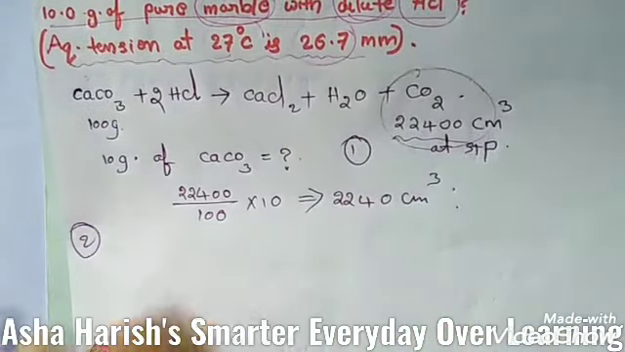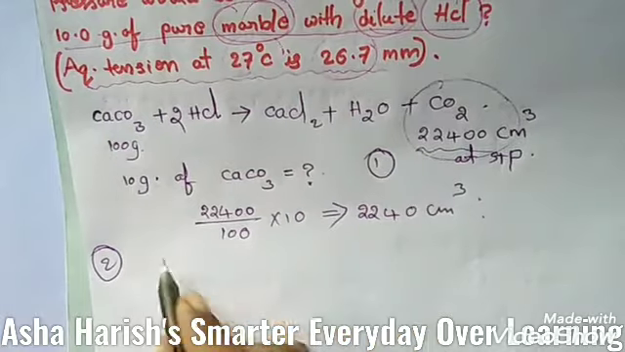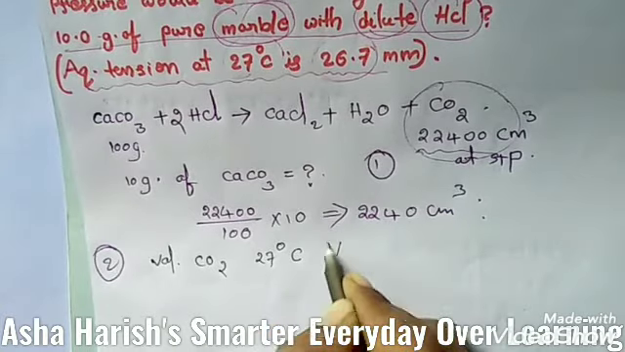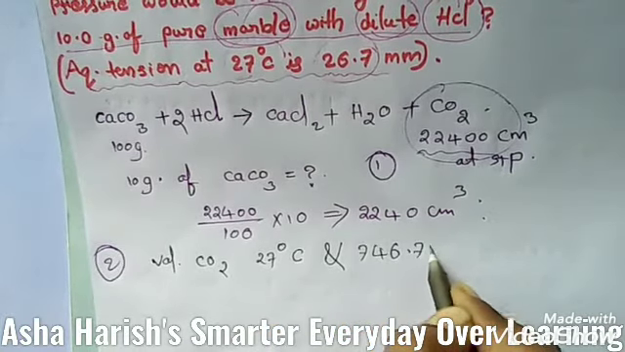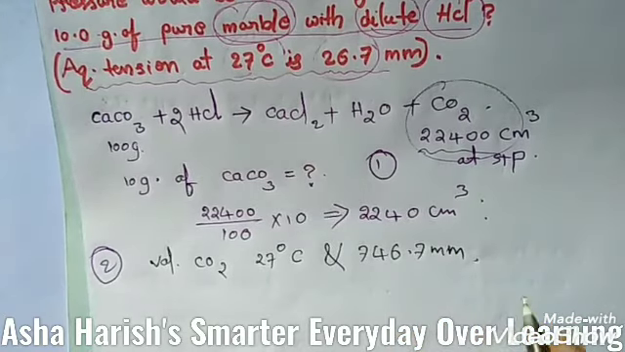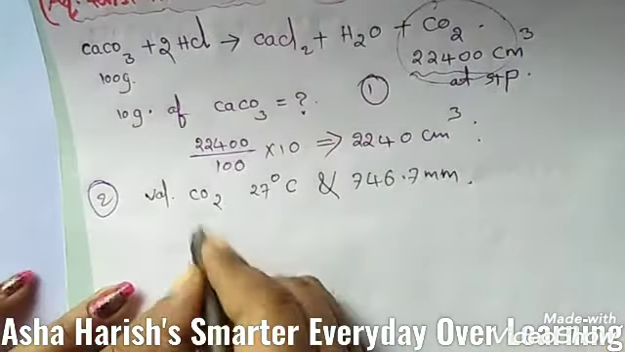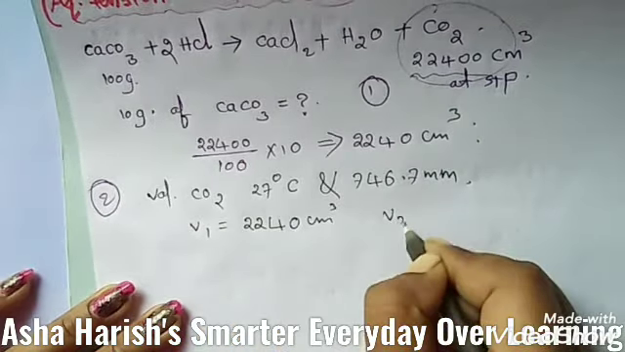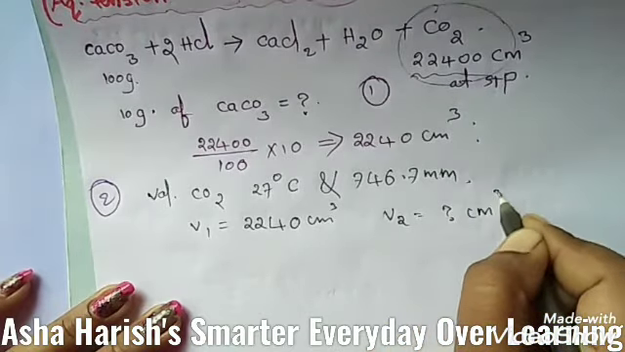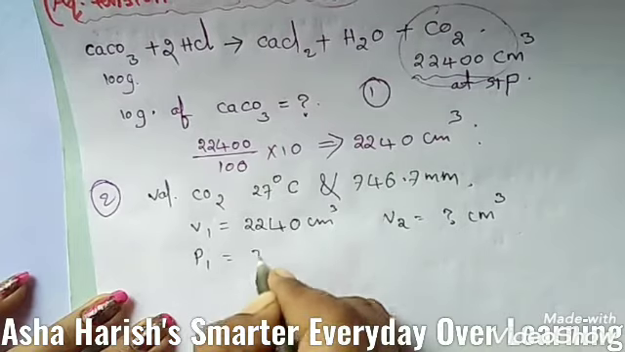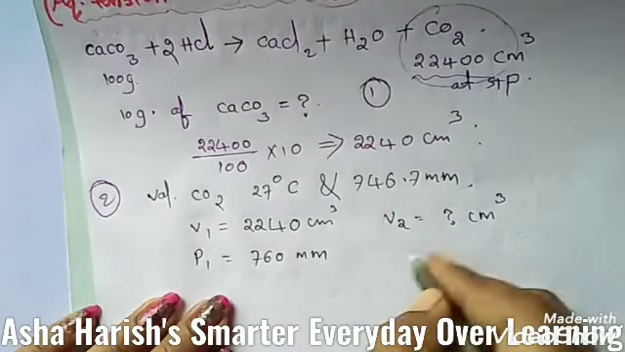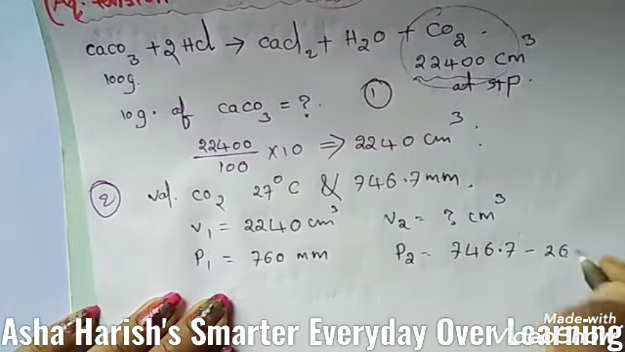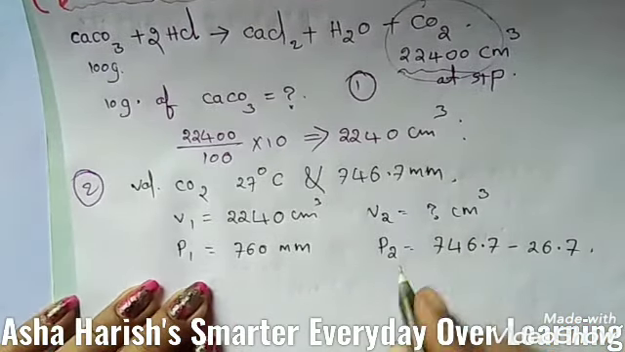In step 2, to calculate the volume of CO2 at 27 degrees Celsius and 746.7 mm pressure. Okay, now students, you have to know that V1 is equal to 2240 centimeter cube. V2 is what you need to calculate. P1 pressure is equal to 760 mm and P2 is equal to 746.7 minus 26.7. Then you should get P2.